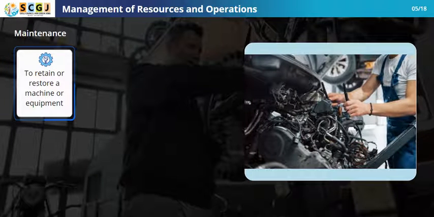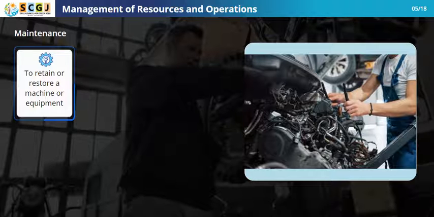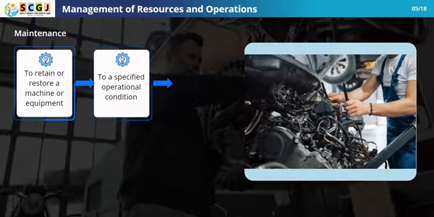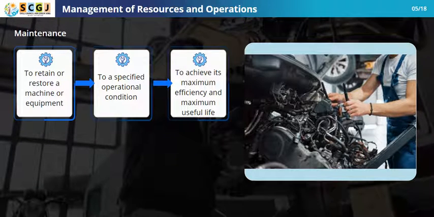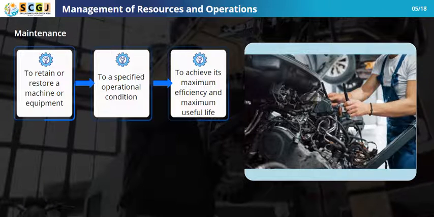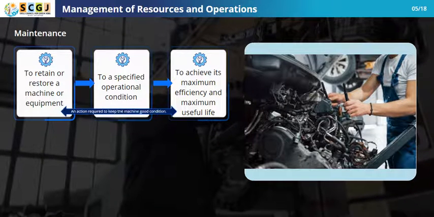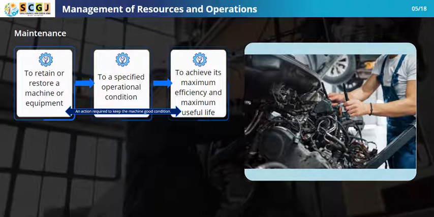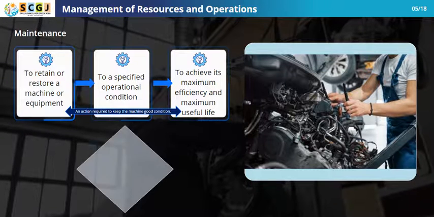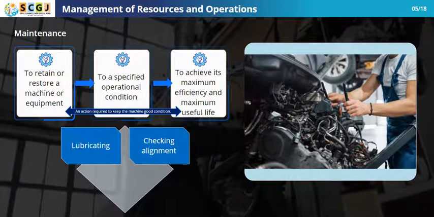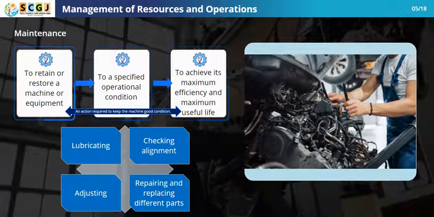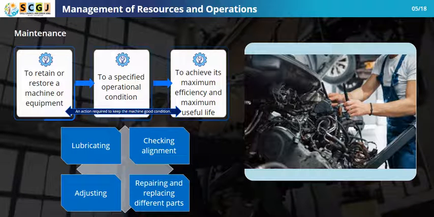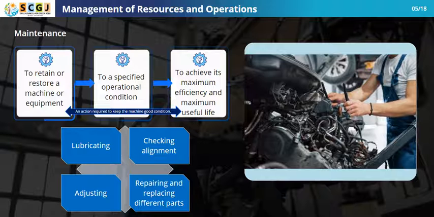Maintenance is the action required to retain or restore a machine or equipment to a specified operational condition to achieve its maximum efficiency and maximum useful life, that is, keeping the machine in good working condition throughout its life period. Maintenance includes tasks such as lubricating, checking alignment, adjusting, repairing, and replacing different parts of the machine. It includes corrective maintenance and preventive maintenance.